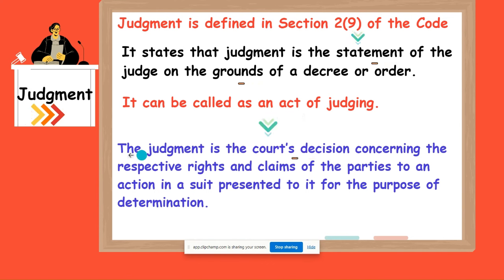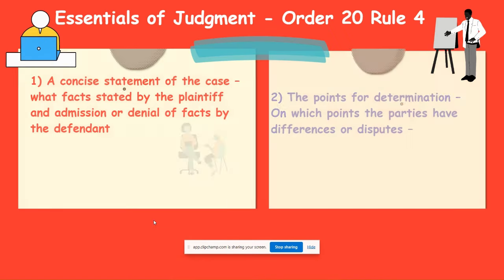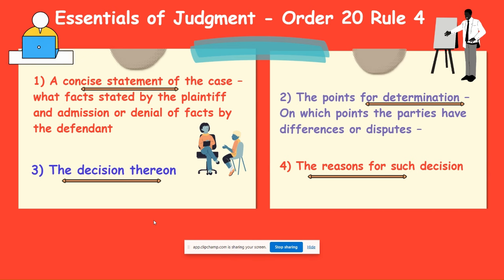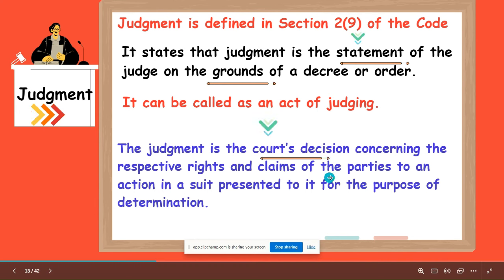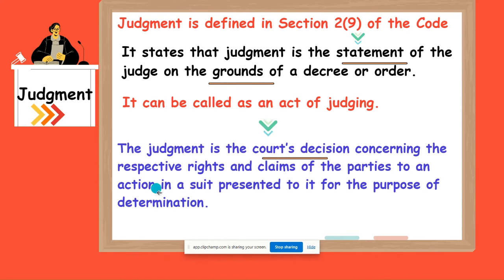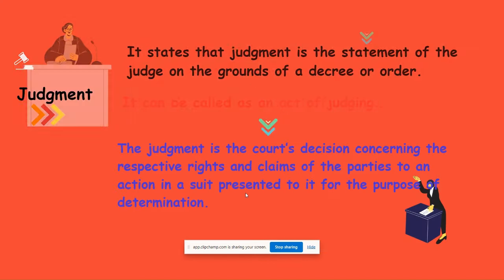But so far as the definition is concerned, we are going to see that. The judgment is the court's decision concerning the respective rights and claims of the parties to an action in a suit presented to it for the purpose of determination. And here, we see the essentials based on this. Court's decision, yes. About what? About the respective rights and claims of the parties to an action in a suit presented to it for the purpose of determination.